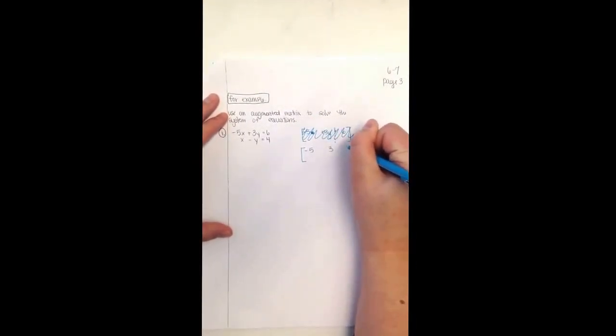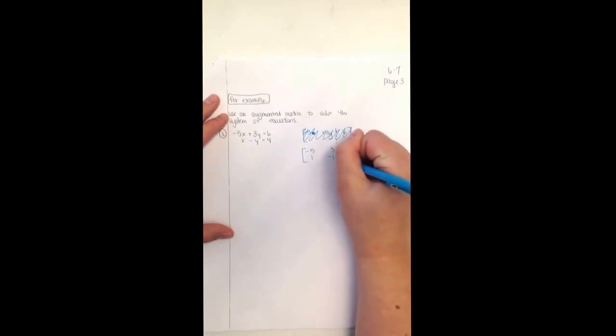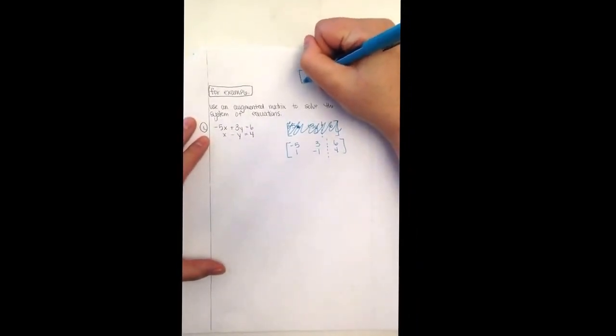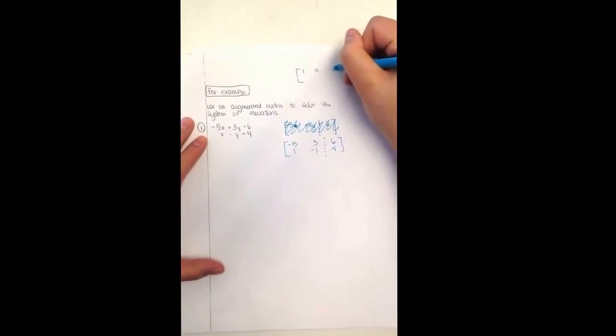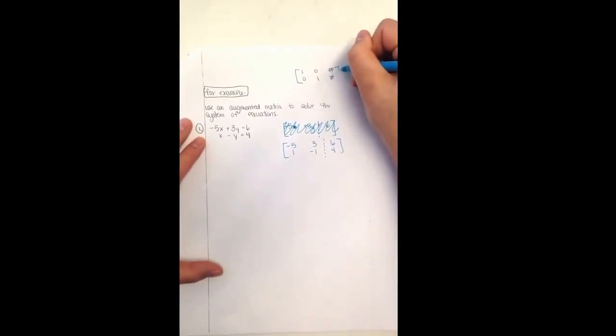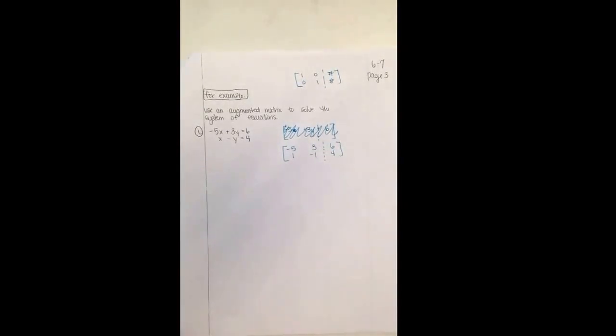-5, 3, and 6. 1, -1, and 4. And then include your dotted line. Keep in mind, I'm trying to get to 1, 0, and a number, 0, 1, and a number. Okay? So let's start some of our operations.